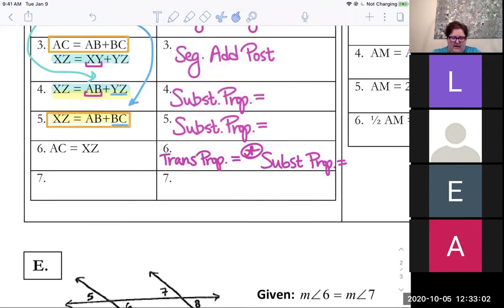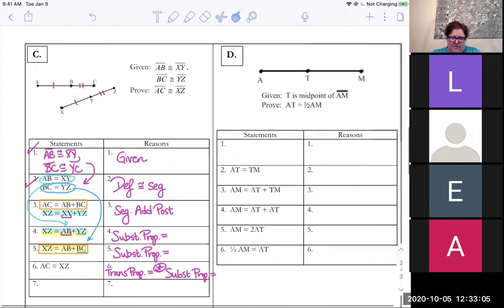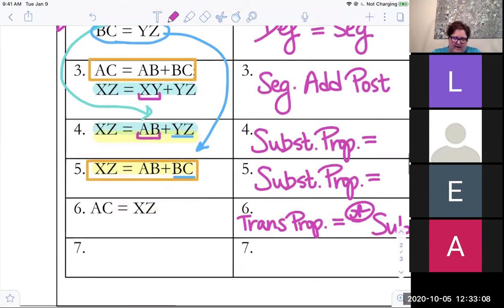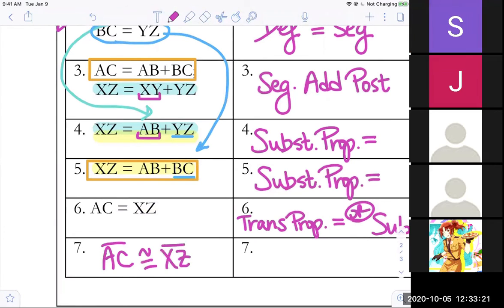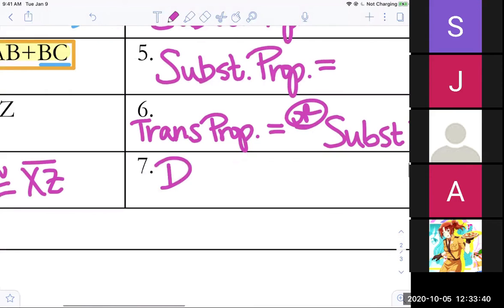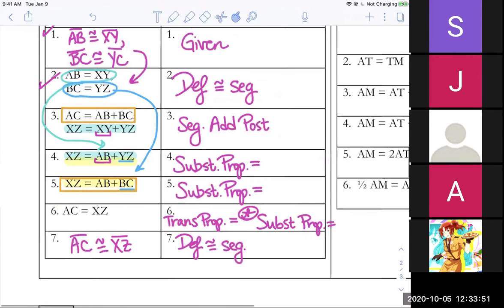Good. Okay, and then number 7, we're at the end, so we know it has to be the proof statement. Segment AC is congruent to segment XZ. And Eli, what is that? Definition of congruency. Yes, good. That one is definition of congruence. So you can say definition of congruence, definition of congruency, definition of congruent segments. Okay, but that one is going from equality to congruence.